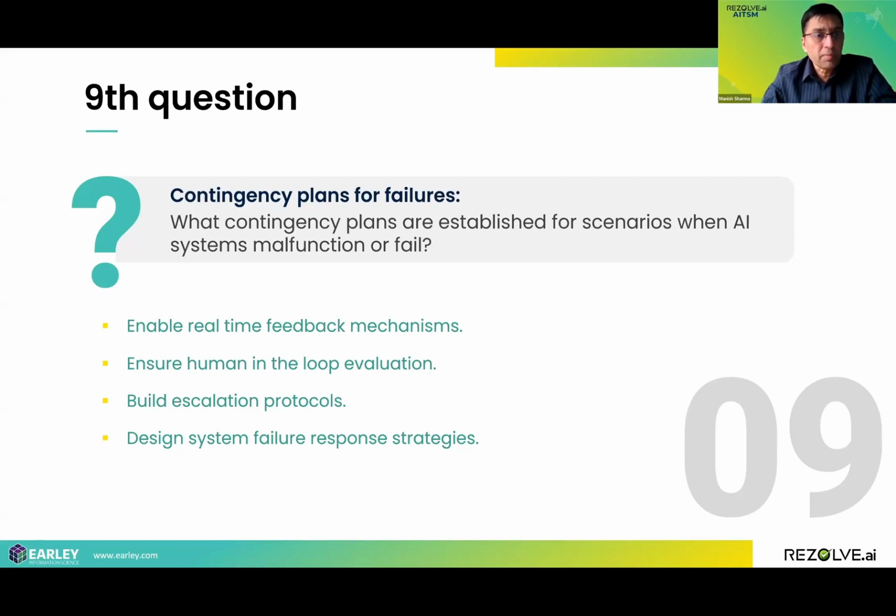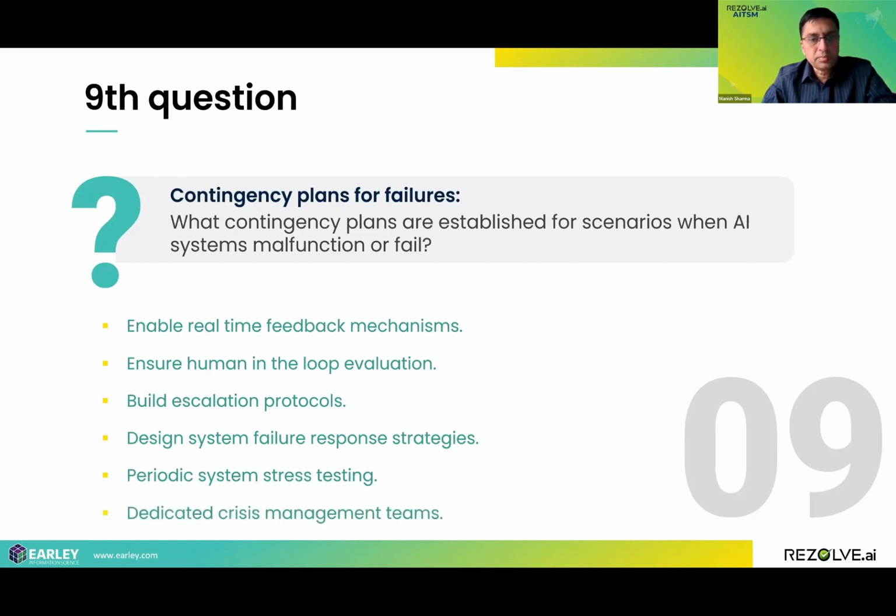We actually offer a backup LLM at all points. If you buy a solution from us, you have a primary LLM based on your requirement, and there's a backup LLM ready to go. Boom, we can switch it right away. Those are the kind of things people need to think about, contingency plans for failure. As a CISO, you need to do that.